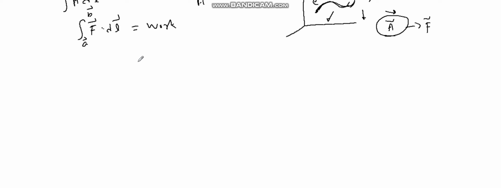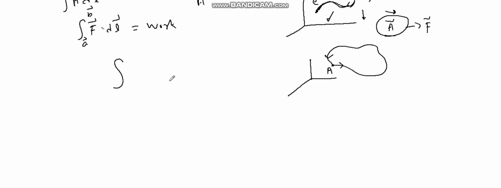Now suppose that particle starts from a point A, moves all over space and comes back to the same point where it started. In that case we represent this line integral by this symbol. This is the closed integral. This closed curve represents that we start from a point and come back to the same point. And if that force field is conservative, then that integral is going to be 0.